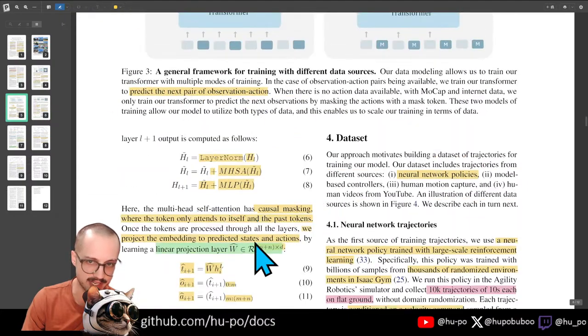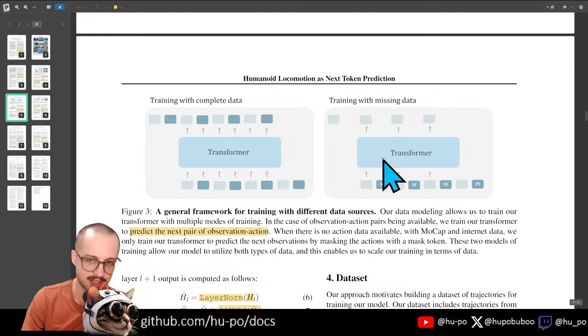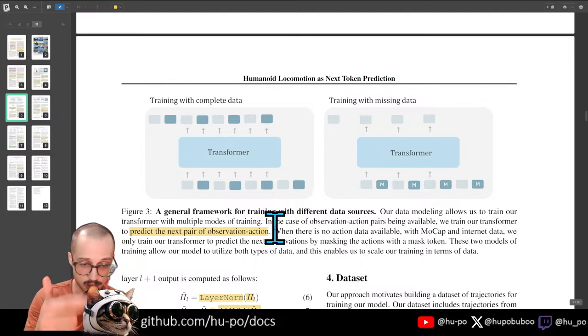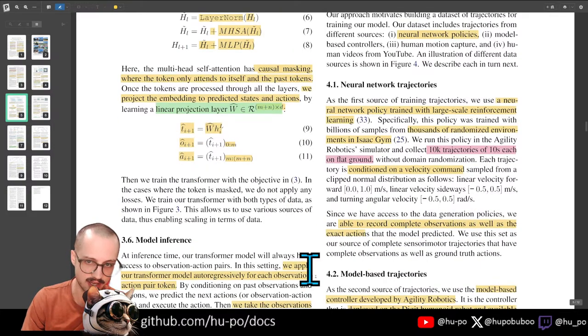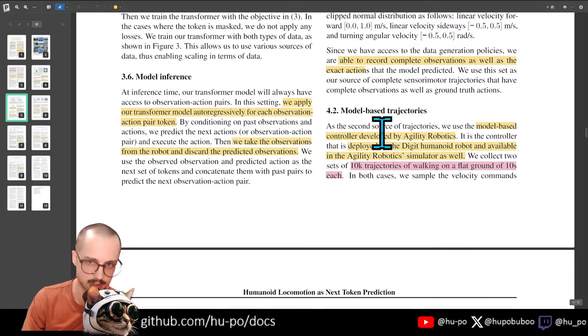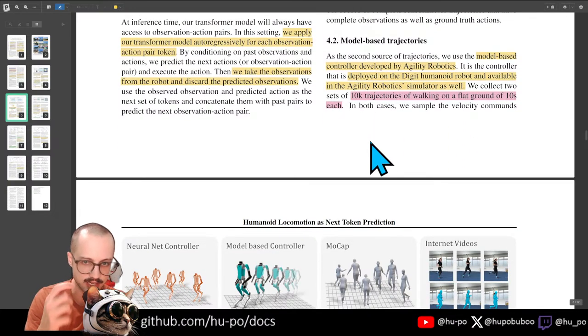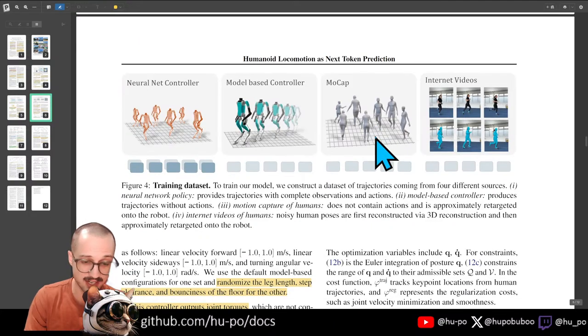The way that they're going to be training this transformer, they're going to be training it on these observation-action pairs, right? But the action space that they're training on is different depending on the data source. For the reinforcement learning policies, they can get the observations and the actions. For the model-based trajectories, the action space is different, because it's actually doing torque control rather than position control. There are different types of control, different action spaces. So it's not even the right action space.